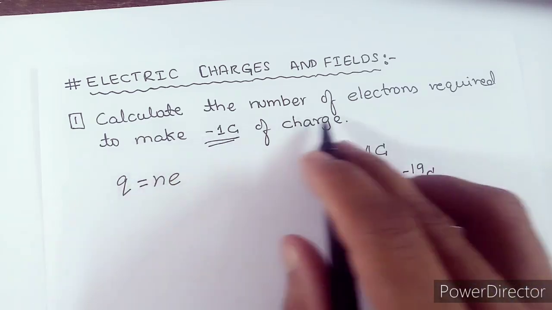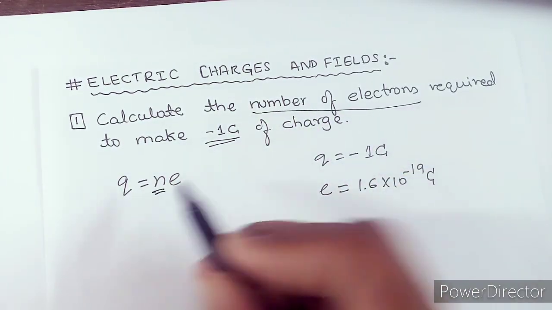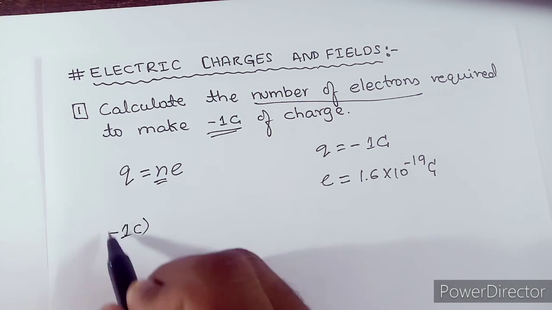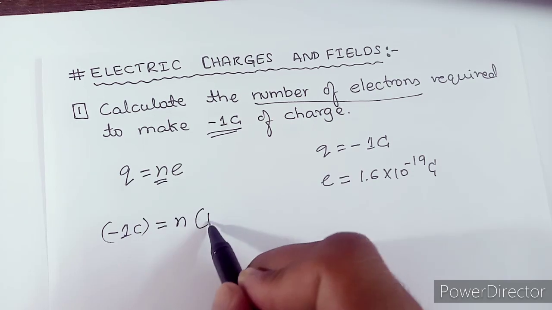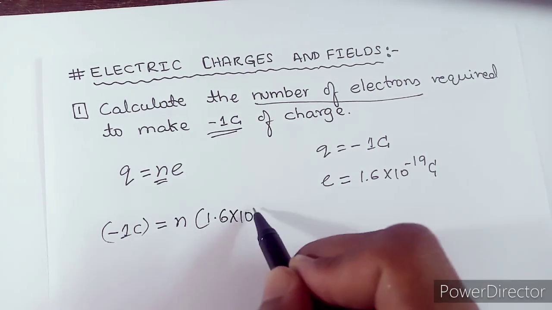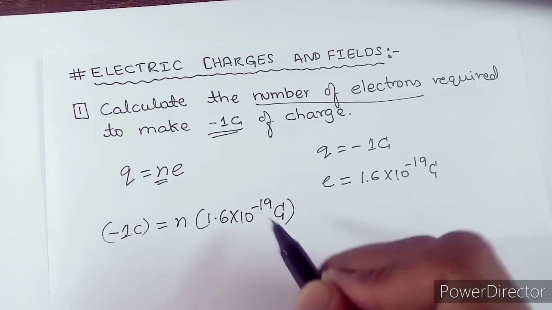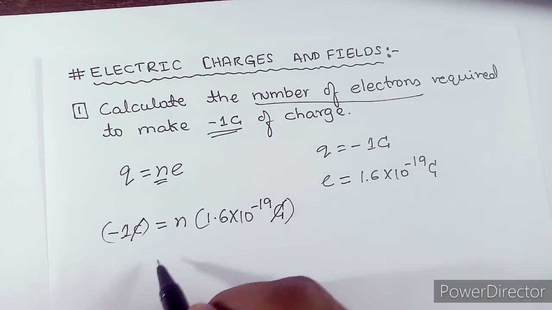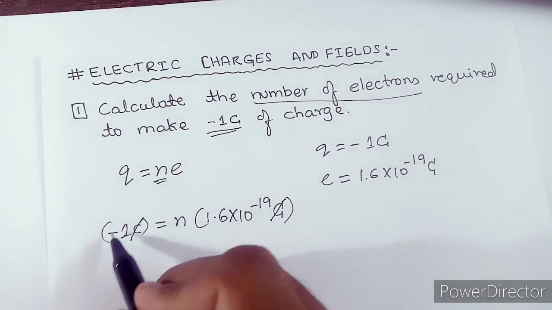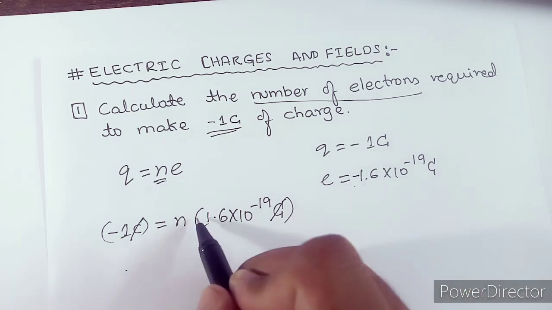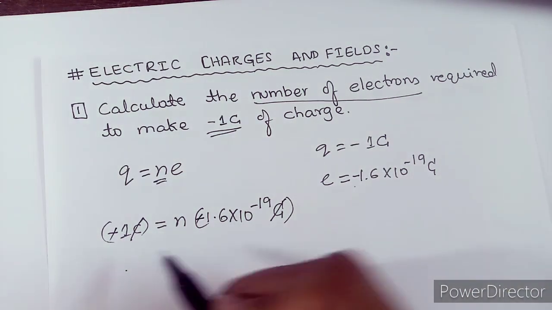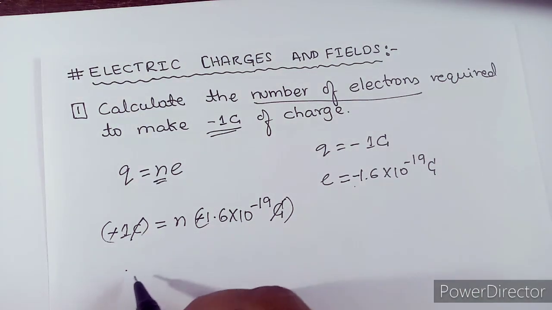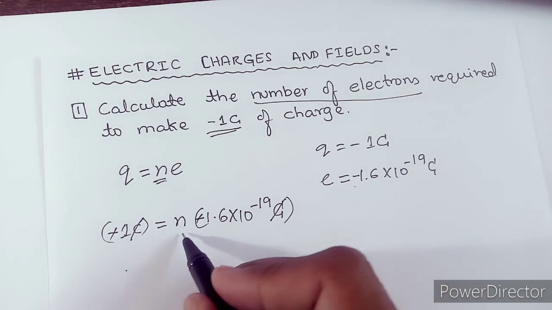So what do you need to find? The number of electrons. Number of electrons is represented by N. Simple. Now Q value is minus 1 coulomb, that is equal to N into E, where E is 1.6 into 10 to the power minus 19 coulomb. Here the unit coulomb will cancel on both sides. Actually, here it is the charge of the electron, so we can consider minus N, and the minus will cancel out. Even if it is not there, we take the magnitude because N cannot be negative here.